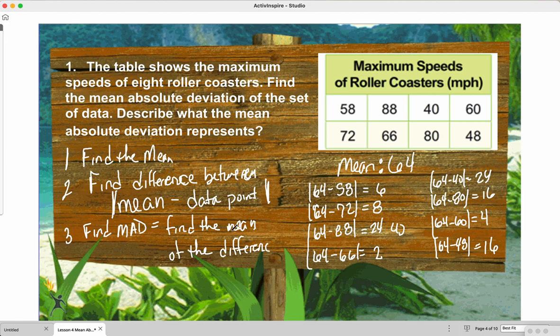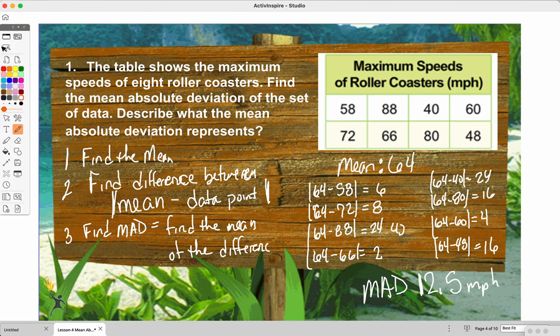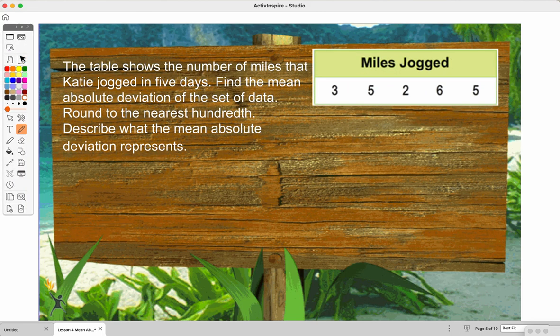So I'm going to take the mean of that data set, and now I divide it by 8. And that tells me that the MAD, or the mean absolute deviation for this data set, is 12.5 miles per hour. Okay? That's the mean of this data set. That's the mean absolute deviation of this data set. All right, now it's your turn to give it a try.